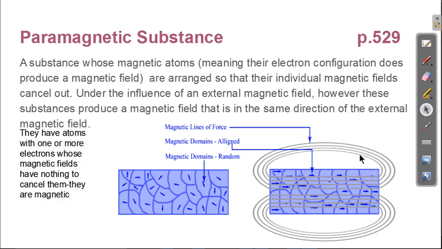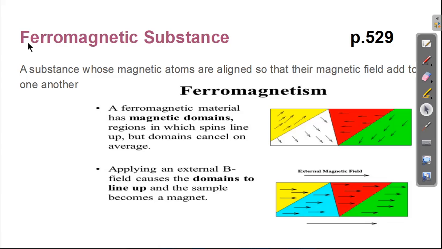Now, let's continue. What about those ferromagnetic substances? Well, in this case, the definition is on page 529. You have a substance whose magnetic atoms, so remember the magnetic fields of the electrons are not canceling one another, the atoms now are magnetic. But now look at this, the magnetic atoms are aligned so that their magnetic fields add to one another. In the previous one, they were canceling one another.